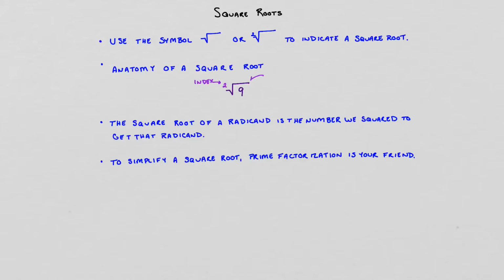The symbol itself is called the radical. And the value underneath the radical is called the radicand. Please note that the square root of a radicand is the number we squared to get that radicand. So for example, with our square root of 9, we know that the square root of 9 is 3. And why is this? Well, it's because if we took that solution of 3 and squared it, that would take us back to the value of 9.